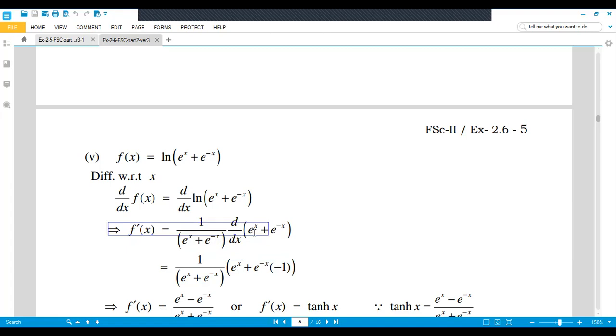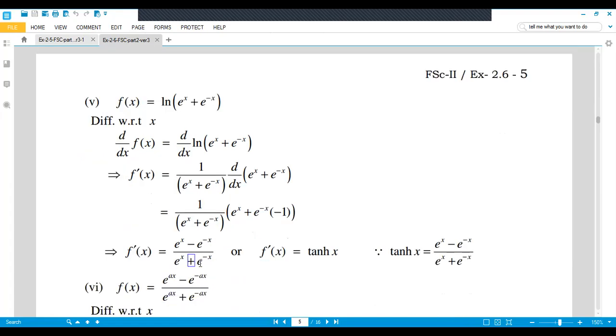So further, the derivative of e power x is as it is, and e power minus x is e power minus x, and further the derivative of minus x is minus 1. So minus 1 and the plus multiply with each other, and we get e power x minus e power minus x divided by e power x plus e power minus x. And this function is equal to tangent hyperbolic x. So in place of this value, we put tangent hyperbolic x.